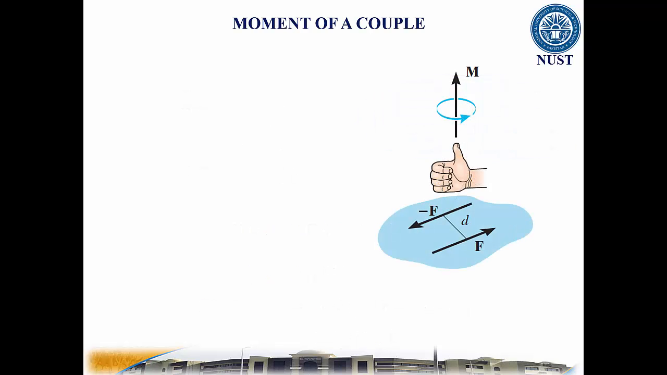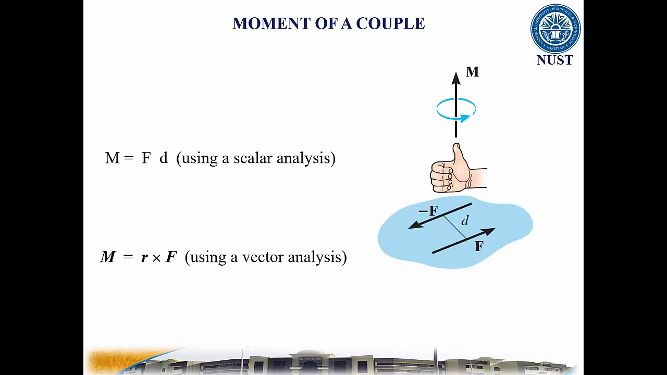This concept is unlike the moment of a force, which requires a definite point or axis about which moments are determined. The moment of a couple is defined as having a magnitude of M equal to F times d, where F is the magnitude of one of the forces and d is the perpendicular distance or moment arm between the forces. The moment of a couple can also be expressed by the vector cross product using this equation.